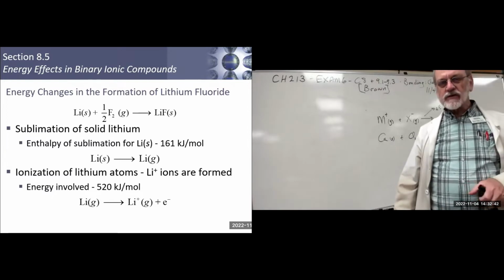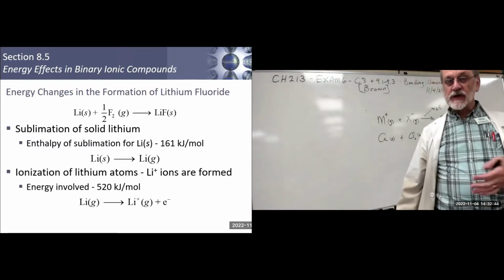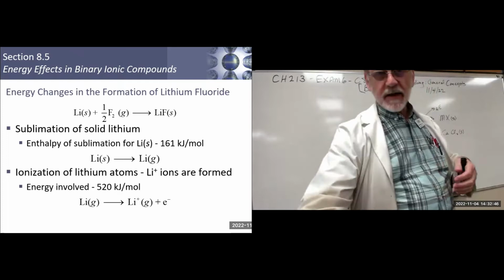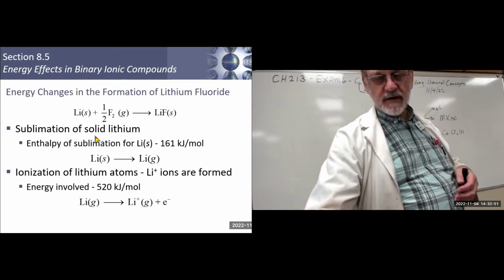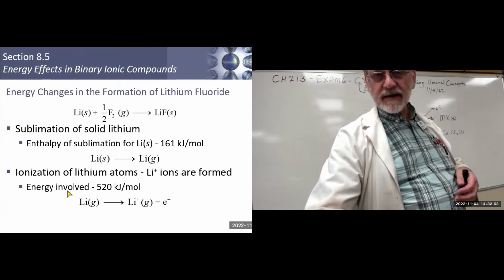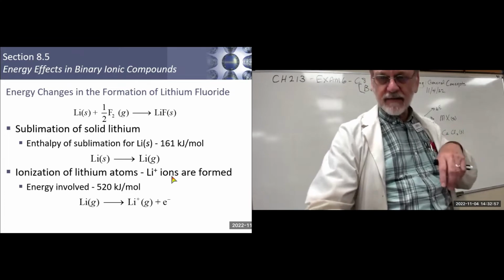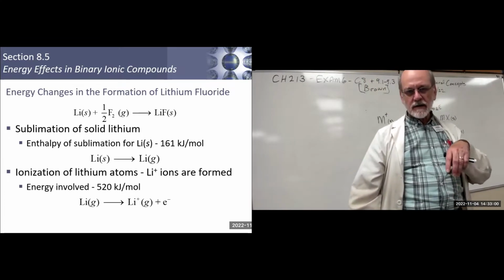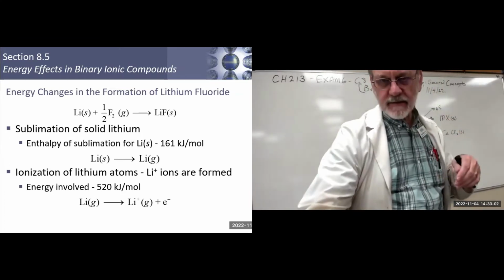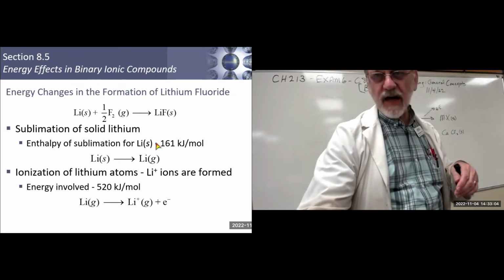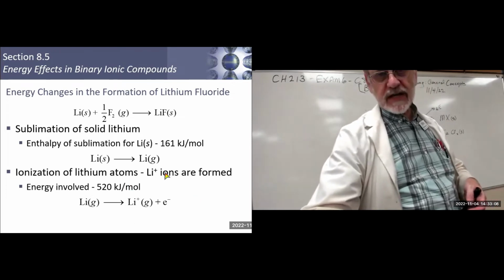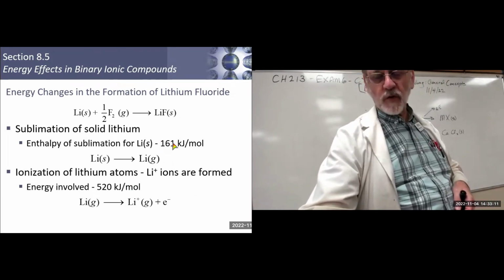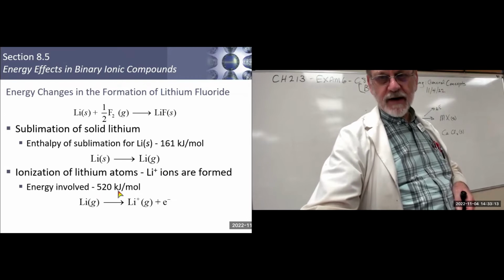Okay, here's an example using lithium and fluorine, right? We sublimate the solid lithium, then we ionize it. See, there's my arrow. Sublimate it, ionize it, and this is the amount of energy we have to put in. Remember, negative energy is, let's see. No, that's not negative. I'm sorry. That's a mistake. That's not a negative. That's just a dash. So we have to put energy in. It's a positive 161. This one's a positive 520.